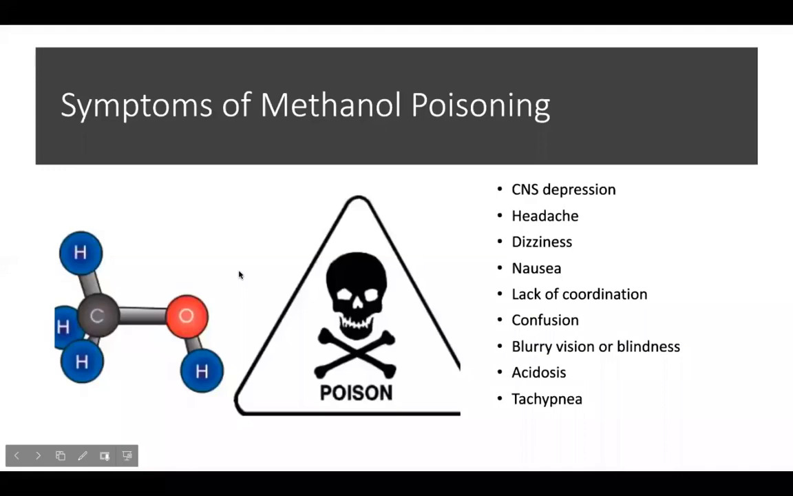So what are some symptoms of methanol poisoning? These symptoms include central nervous system depression, headaches, dizziness, nausea, lack of coordination, confusion, blurry vision or blindness, acidosis, and tachypnea.